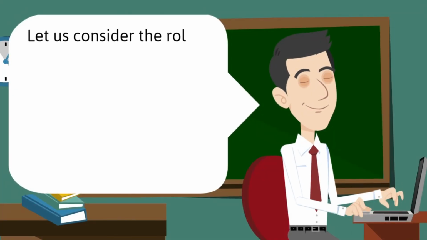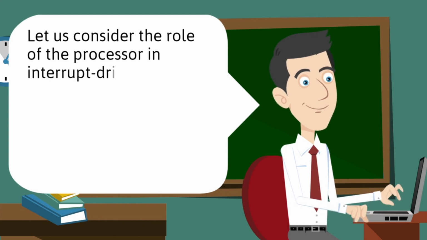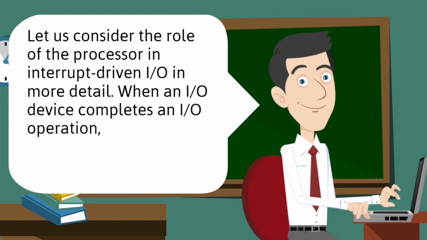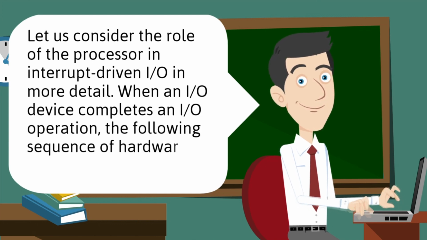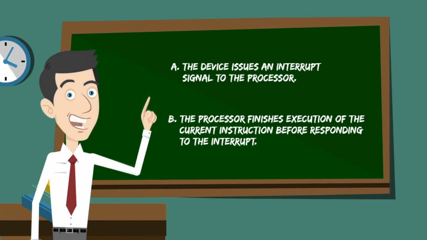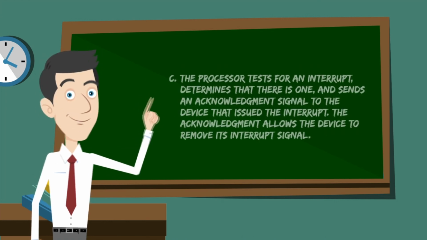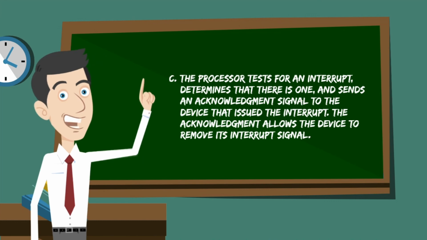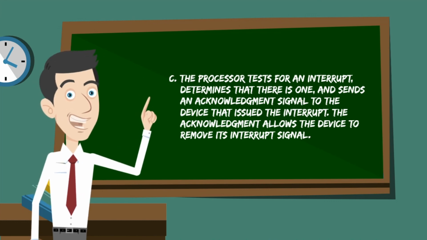Let us consider the role of the processor in interrupt-driven I/O in more detail. When an I/O device completes an I/O operation, the following sequence of hardware events occurs. The device issues an interrupt signal to the processor. The processor finishes execution of the current instruction before responding to the interrupt. The processor tests for an interrupt, determines that there is one, and sends an acknowledgement signal to the device that issued the interrupt. The acknowledgement allows the device to remove its interrupt signal.